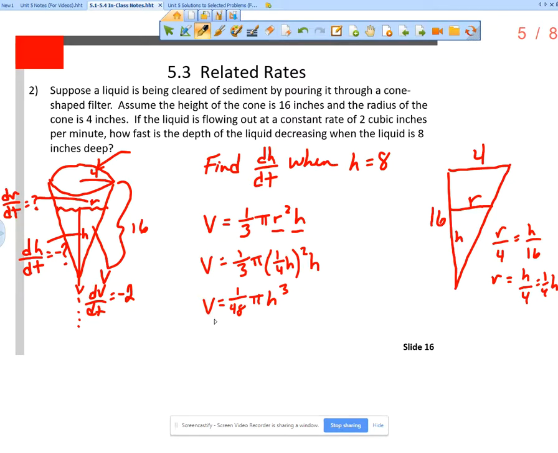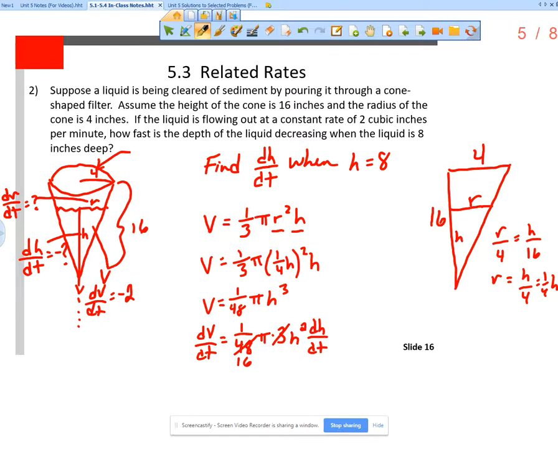All right, so now we're going to differentiate with respect to time. So take the derivative of the left side, dV/dt equals, all right, what's the derivative of the right side with respect to time? 1/48 pi is just a constant, so 1/48 pi times the derivative of h cubed, which is 3h squared times dh/dt. Okay, so now 1/48 and 3 reduce, right? 48 divided by 3 is 16, so this becomes 1/16 pi h squared dh/dt.